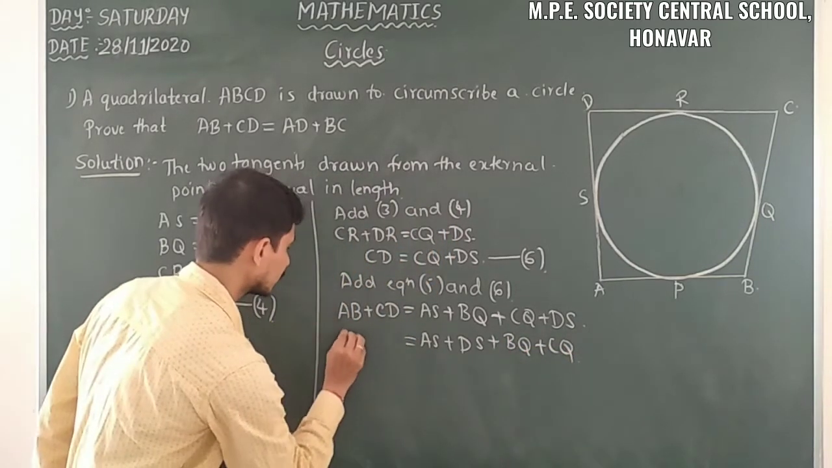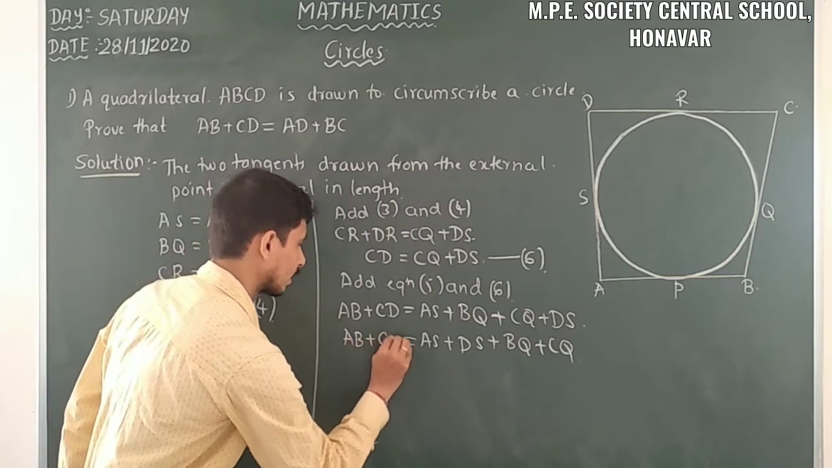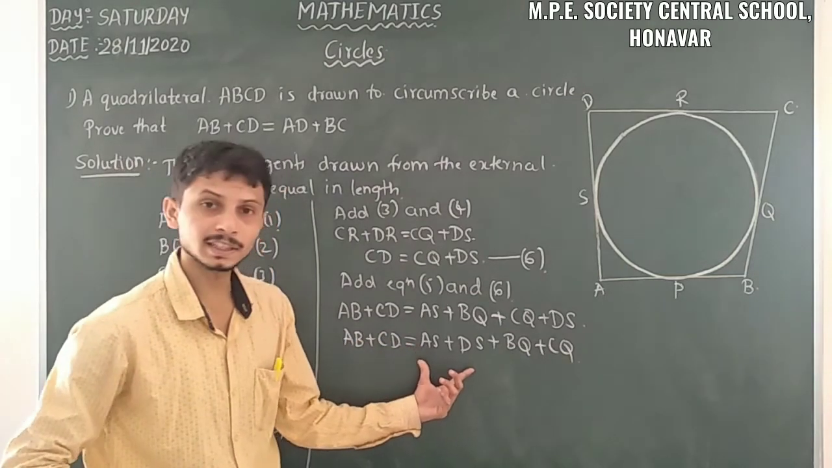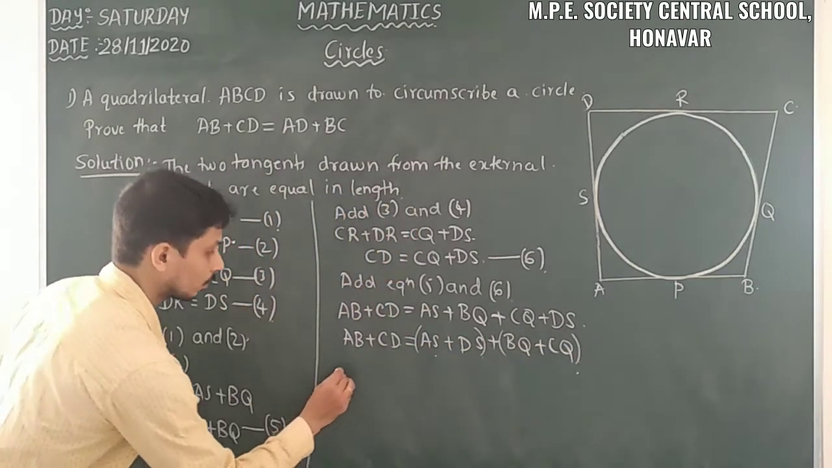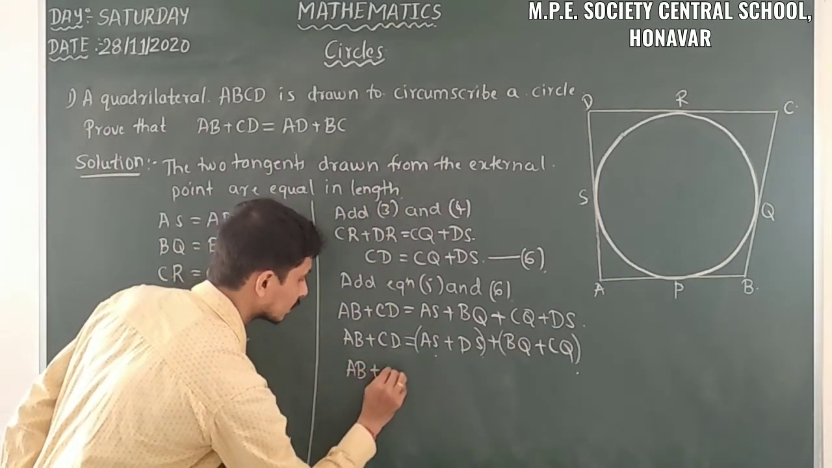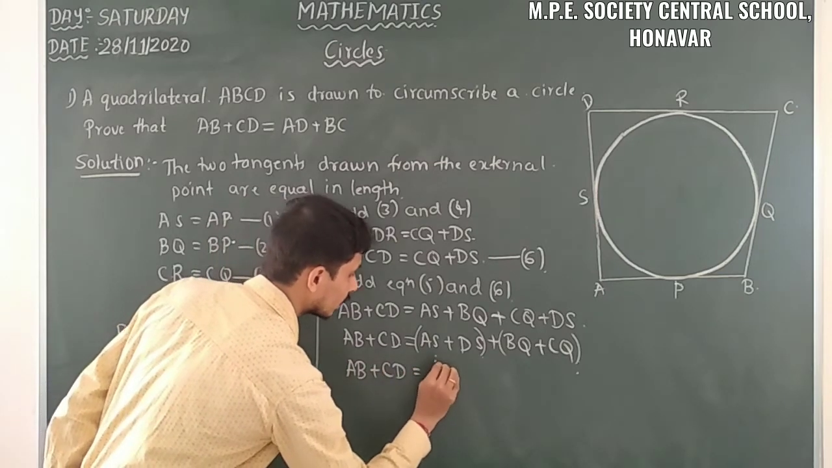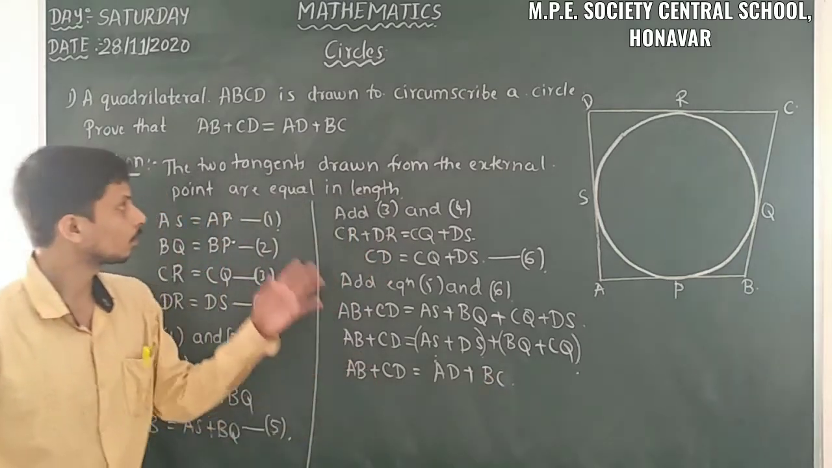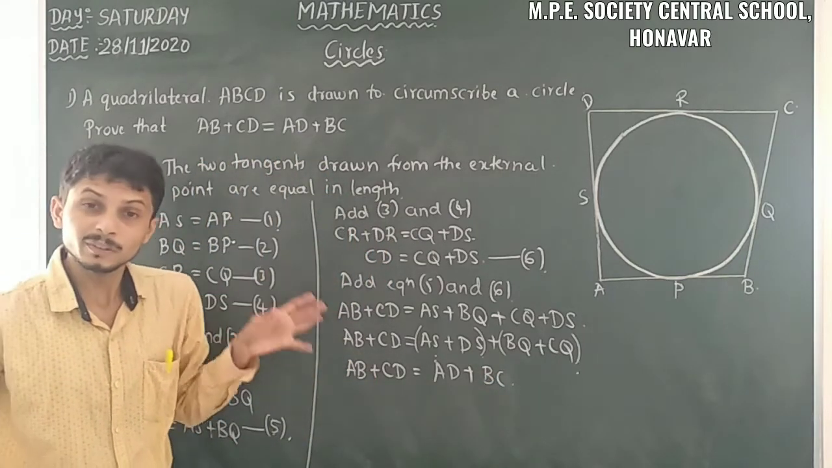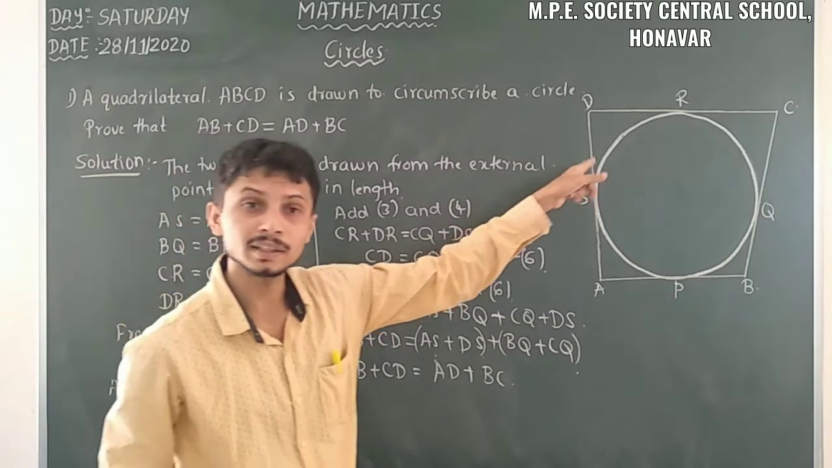So this is AB plus CD. So here AS plus DS. So from these two things we have the required thing. That is AB plus CD is equal to AD plus BC. So we get the required equation, if it is given that it's a parallelogram.